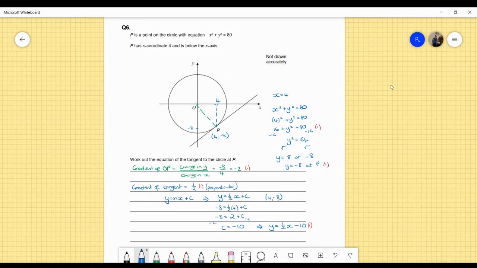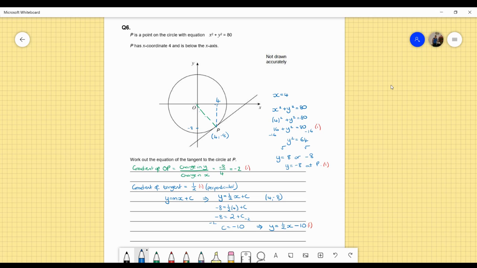So question 6, this is the one where you're going to have to use your knowledge of tangents to solve. So P is a point on the circle with the equation x squared plus y squared equals 80. P has an x coordinate of 4 and is below the x-axis. Okay, so work out the equation of the tangent to the circle at P.